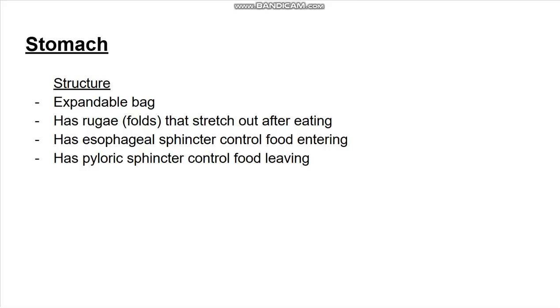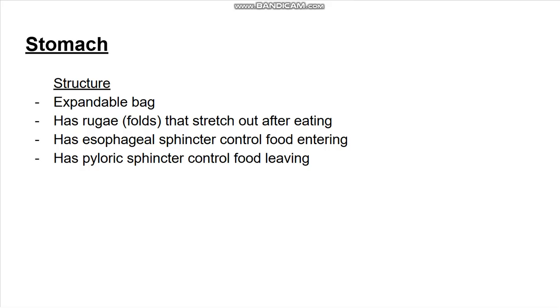So now we'll move on to the structure of the stomach. The stomach is an expandable bag, and it has rugae, meaning it folds, which stretches out after eating. It also has two types of sphincters. The esophageal sphincter controls the food entering, and the pyloric sphincter controls the food leaving.